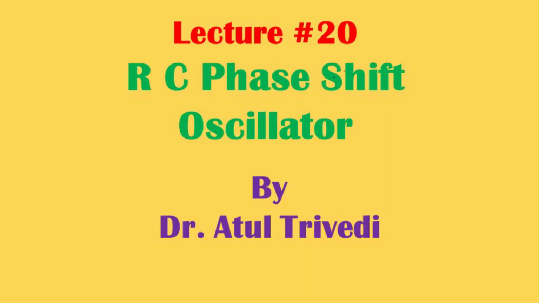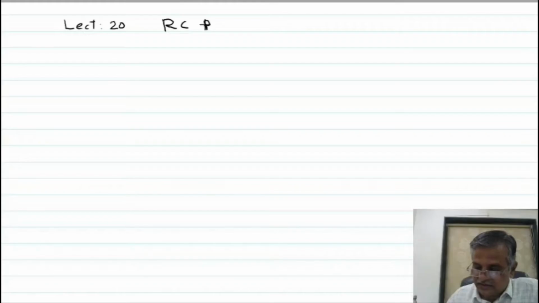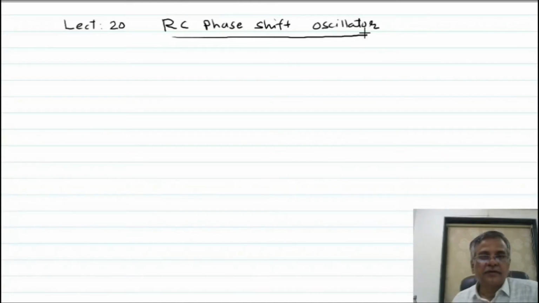The topic name is RC phase shift oscillator. We have seen in the last video, for an amplifier to work as an oscillator, the loop gain should be real, or you can say that positive feedback should be given to the amplifier and the Barkhausen criterion should be satisfied.